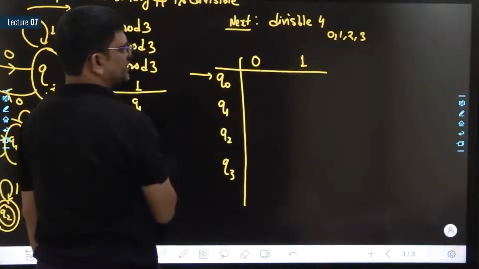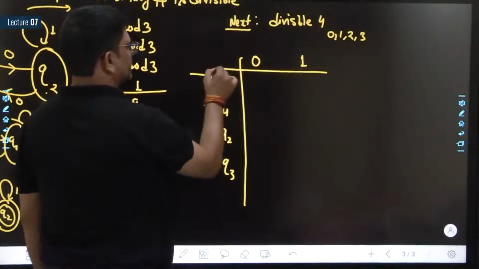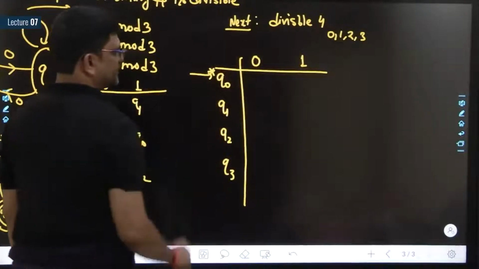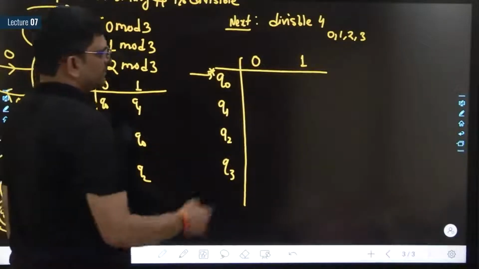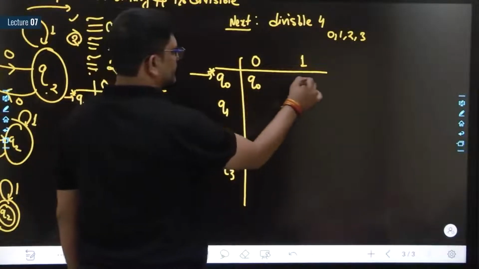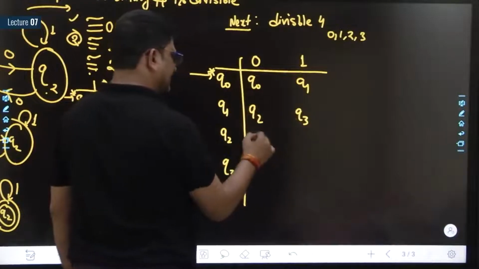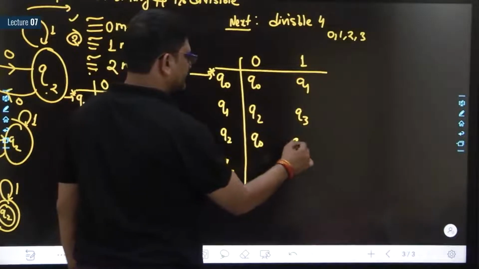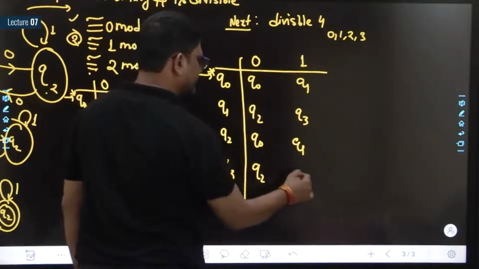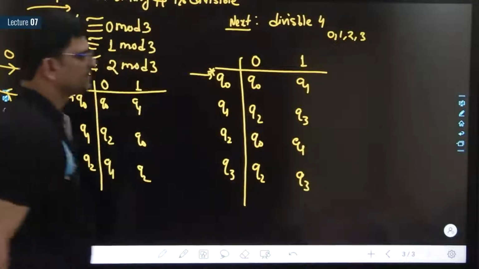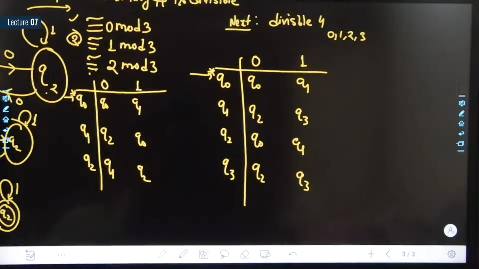This is the initial state. Divisible by 4 means remainder is 0, so this one is final. Write the states Q0, Q1, Q2, Q3. Again, Q0, Q1, Q2, Q3. Clear?